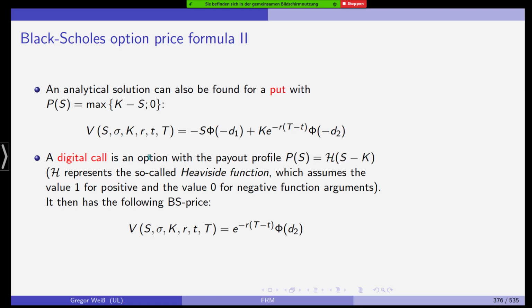Okay. Now, if we do the same for a put, we also get an analytical solution. If we do this for a digital call, which is simply a call that pays out not the difference, but always pays out 1 if the difference is positive or 0 otherwise, using the Heaviside function, as you can see here, the result is even simpler. You only have the exponential function and phi of d2.